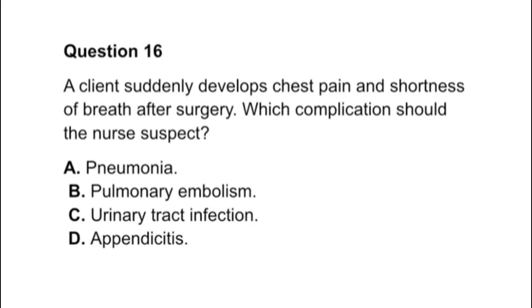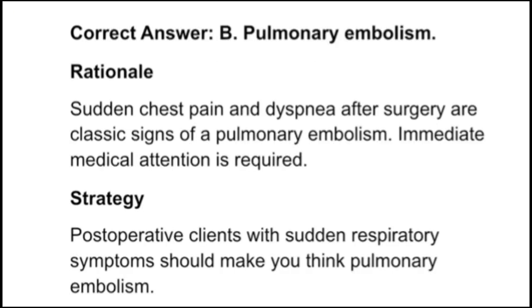Question 16. A client suddenly develops chest pain and shortness of breath after surgery. Which complication should the nurse suspect? A. Pneumonia. B. Pulmonary embolism. C. Urinary tract infection. D. Appendicitis. Correct answer, B. Pulmonary embolism. Rationale. Sudden chest pain and dyspnea after surgery are classic signs of a pulmonary embolism. Immediate medical attention is required. Strategy. Postoperative clients with sudden respiratory symptoms should make you think pulmonary embolism.